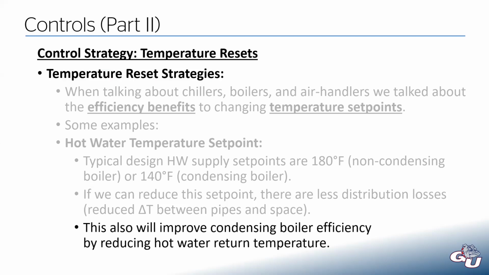And if we have a condensing boiler, this one is the bigger deal. If we can turn down our hot water supply, that will also have a corresponding reduction on our hot water return, which makes our condensing boiler more efficient. Because remember, condensing boiler efficiency is completely driven by that return temperature going into the boiler. So it's advantageous to reduce those set points and increase the efficiency of our boiler if it's a condensing boiler.